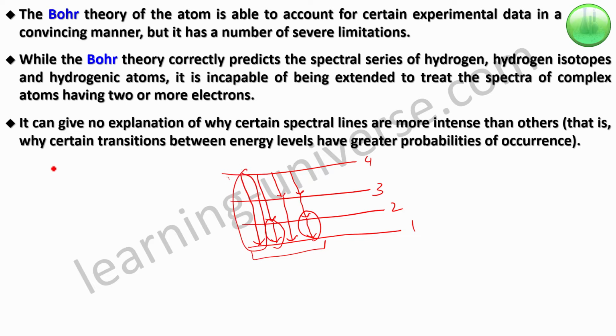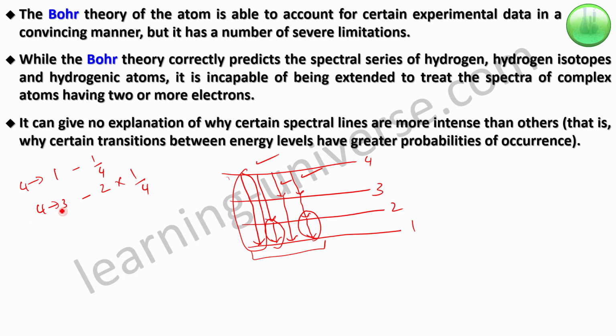So 4 to 1 is shown only by one atom, which means 4 to 1 transition has a probability of 1 by 4. Now, but if you look at 4 to 3, you can see in 2 of them. So 4 to 3 has a probability of 2 into 1 by 4. Whereas if you look at 4 to 3, only this atom comes from 4 to 3 directly.